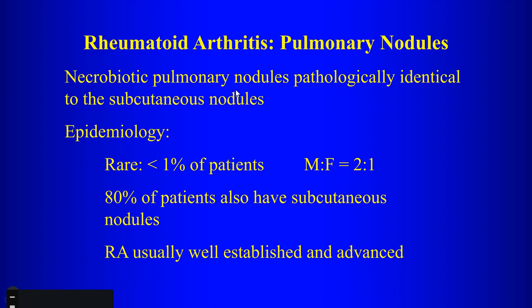The lung nodules, these are necrobiotic pulmonary nodules, identical to these subcutaneous nodules. It's very rare, okay? Again, more common in males. 80% of these patients will have subcutaneous nodules. So if you're entertaining this diagnosis, that's the question you would ask to refer. Does the patient have subcutaneous nodules? Yes, oh, these could be necrobiotic nodules from rheumatoid.